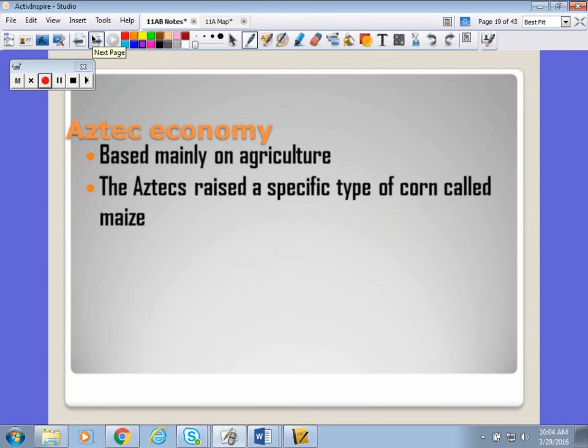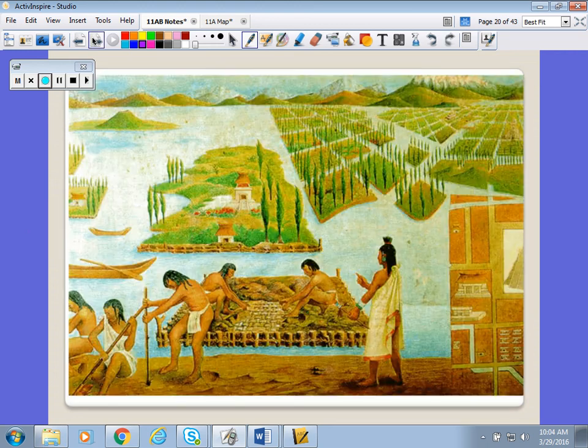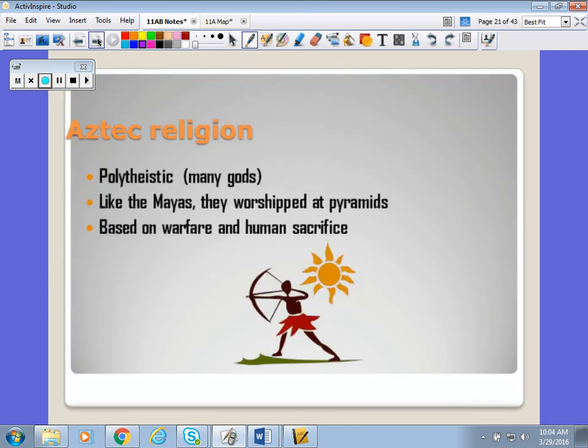Aztec economy is again based on agriculture, and specifically a special type of corn known as maize. You absolutely have to know what that is. It's a type of corn that's native to Mexico that the Aztecs were able to grow. It is special in that it grows in arid climates, so in an almost desert-like climate where there's not a lot of water, where it's very, very hot. And that is Aztec economy. They also figure out some forms of irrigation to help themselves out.